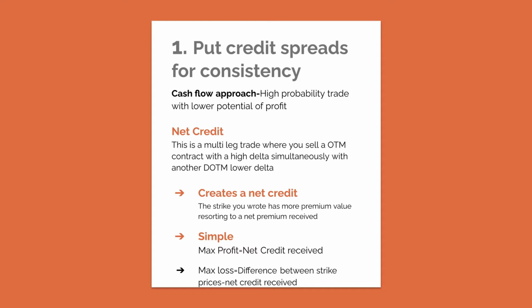Here you receive a net credit. It says this is a multi-leg trade where you sell out the money contracts with a high delta simultaneously with another deep out the money lower delta.